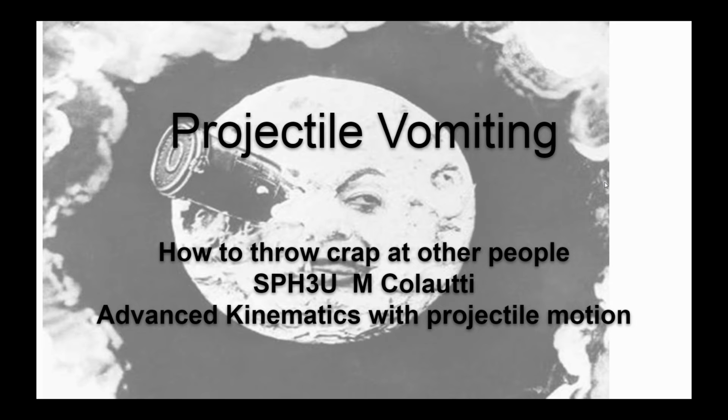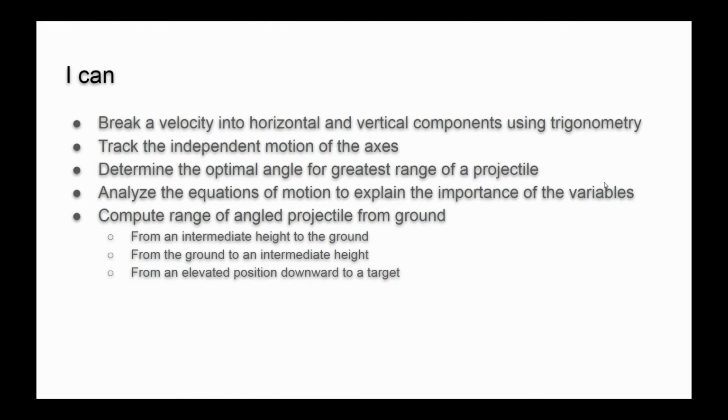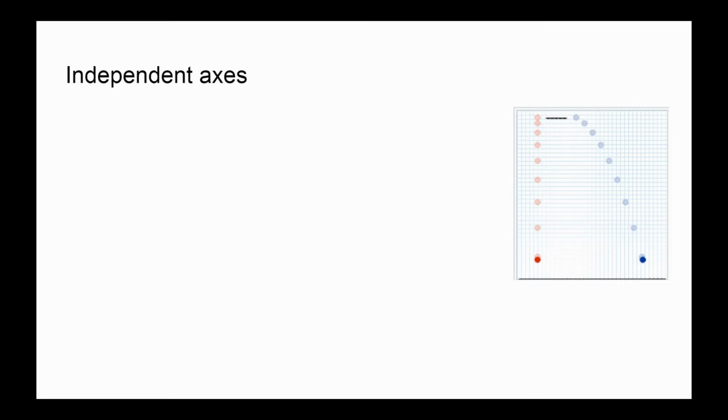Let's look at projectile motion. It is one of the more advanced things we do in kinematics, but I'm sure you'll find it rewarding and a bit of a challenge, but it really boils down to bookkeeping and good decision making. Here is the list of things that you need to be able to do to be prepared for grade 12 physics. The first thing we want to look at is the idea of independent axes.